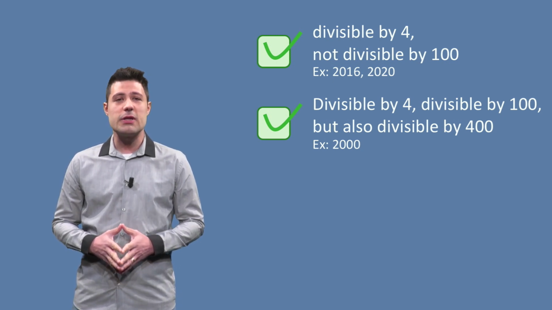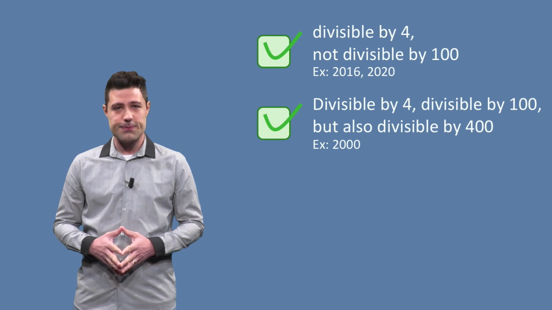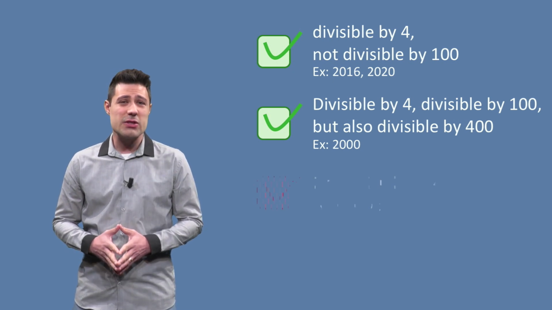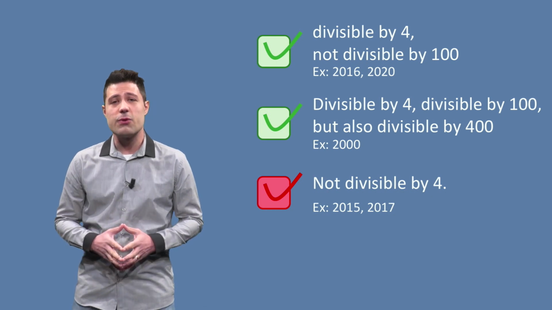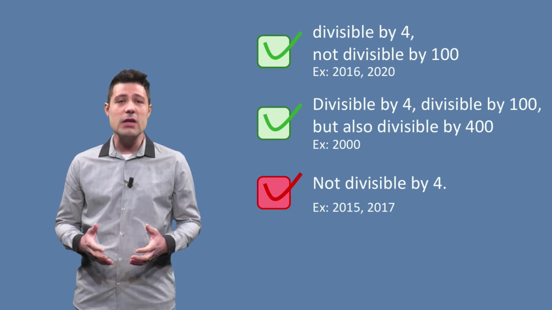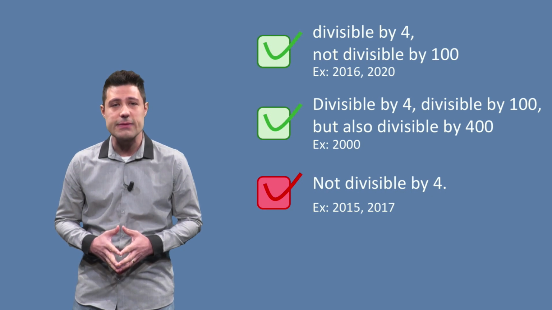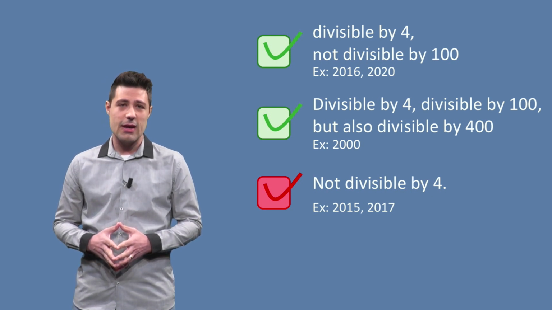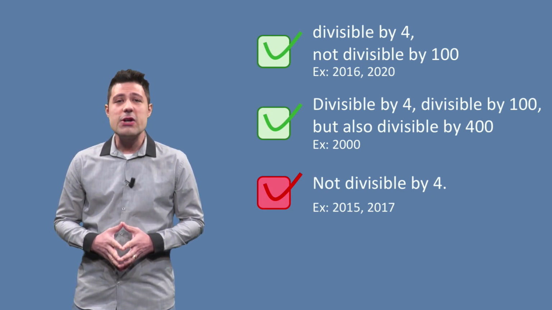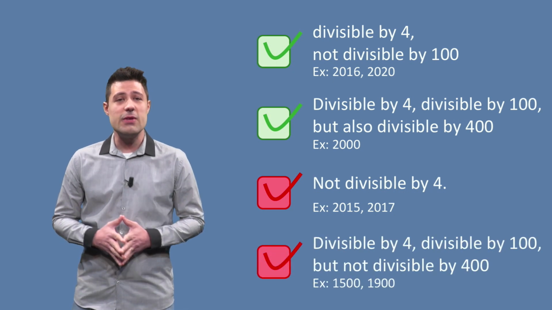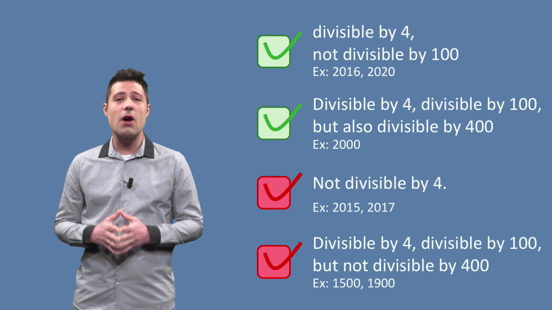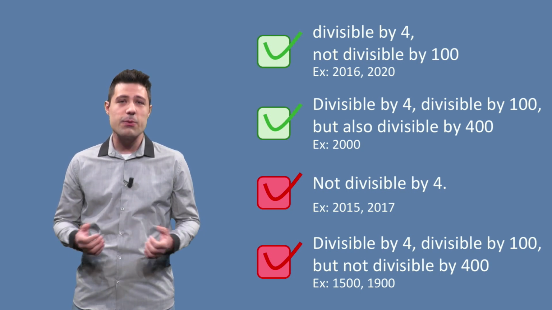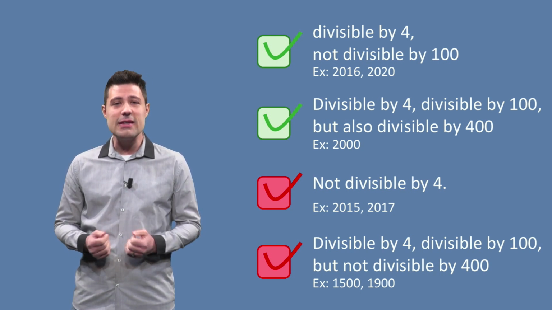Now let's explore partitions for non-leap years. If the number is not divisible by 4, the year is not a leap year. For example, 2015 and 2017. Finally, a year that is divisible by 4, divisible by 100, but not divisible by 400 is not a leap year. Examples are 1500 and 1900.